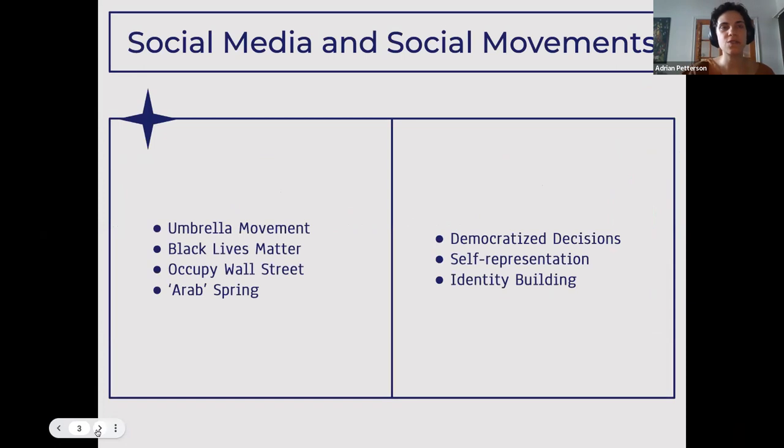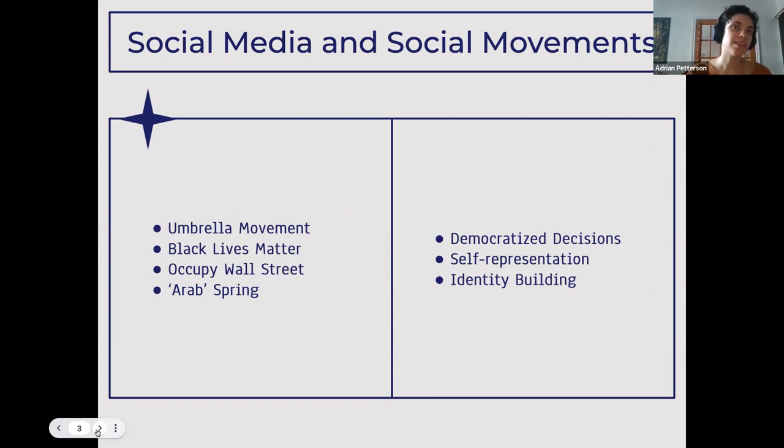There's a lot of social movements who have used social media and gotten a lot of attention recently. We've got the Umbrella Movement coming out of Hong Kong. We have Black Lives Matter, mostly out of the United States, Occupy Wall Street internationally, as well as the so-called Arab Spring. All of these use social media in different ways in order to spread the message internationally about their movement, as well as gain support and organize amongst themselves.